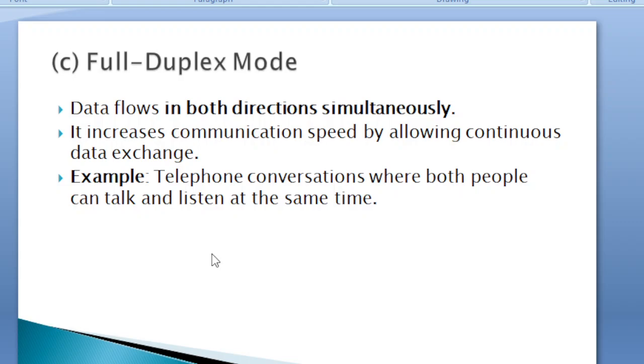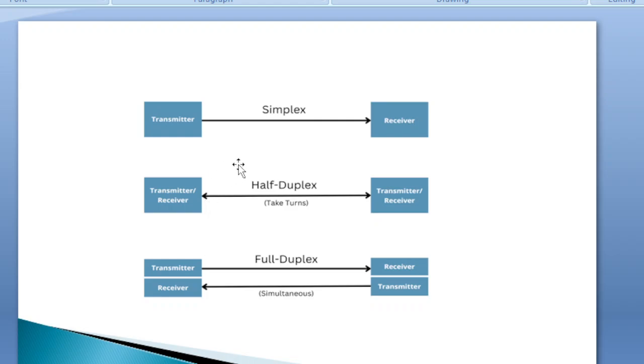And this is the pictorial representation of the transmission modes, that is simplex, half duplex, full duplex. Here the sender can send data only in one direction. In half duplex mode, both can send data but only one at a time. They cannot send both together. In full duplex mode, the sender can send and the receiver can also send data simultaneously.